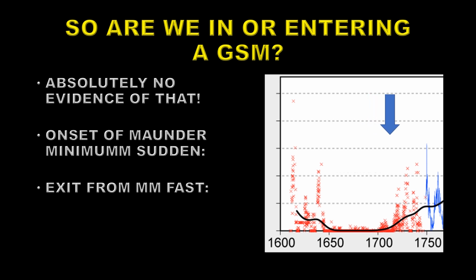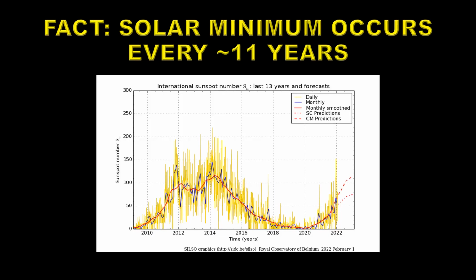We also had a fast exit from the Maunder minimum. It jumped from very low sunspot numbers to a moderate to average sunspot number in just 1 cycle. The fact is that solar minima occur every 11 years. So is the current solar minimum that we've just come through different in any way from previous ones that would make us suspect that we're going into a Maunder minimum? And the answer to that seems to be no.